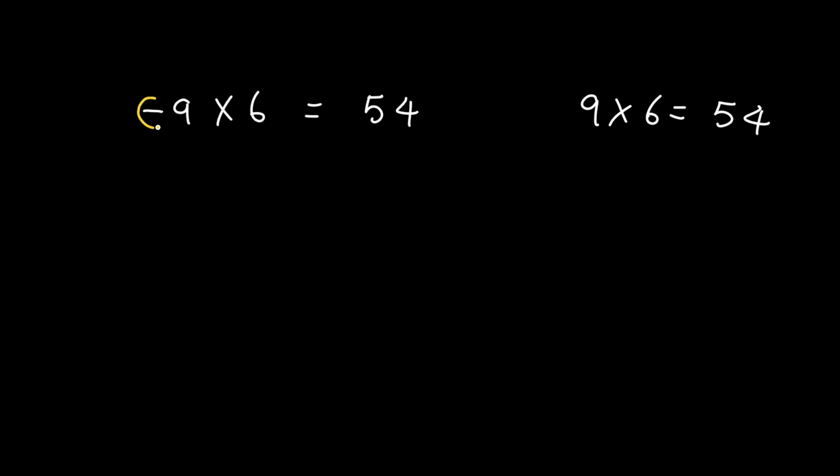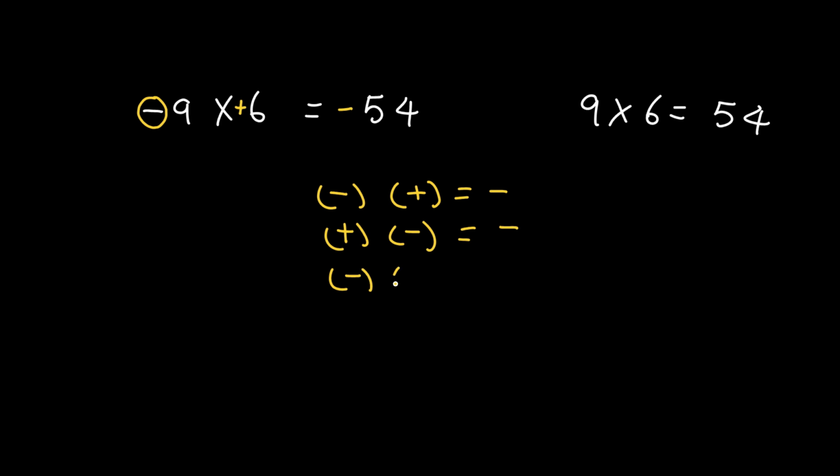But you have to be careful with the signs. This has a negative sign and this one has a positive sign. And a negative times a positive gives you negative. So you need to try to remember these rules. Negative times a positive will always give you negative. Positive and negative will always give you negative. And negative times a negative will always give you positive. If you can remember these rules, you will have absolutely no problem.